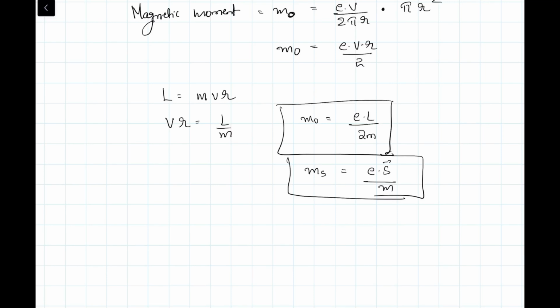The rotation part you can recoin the term rotation as, say, spinning, and the revolution part you can rewrite as, say, orbiting. So because of the orbital motion and the spinning motion, we are getting a magnetic moment, and this is the reason for the magnetism of an atom.